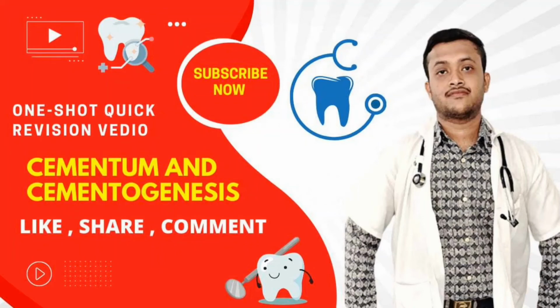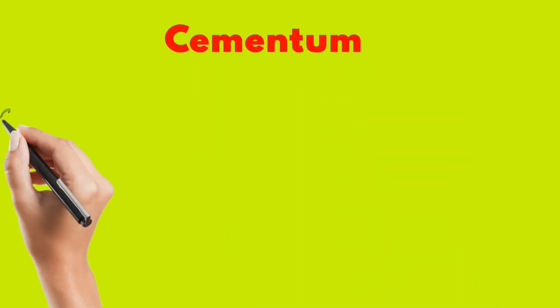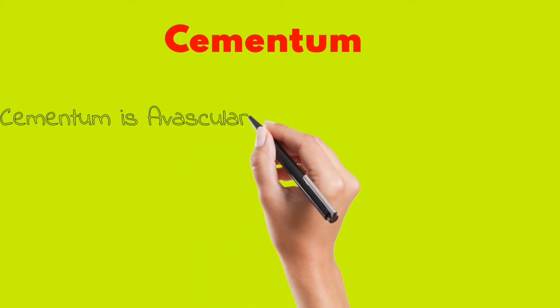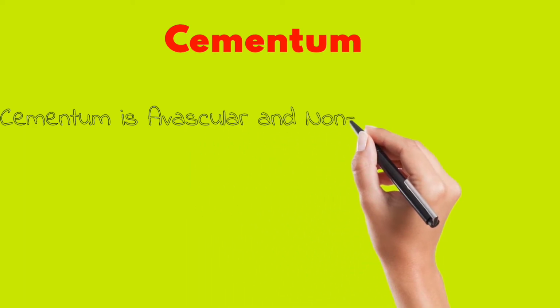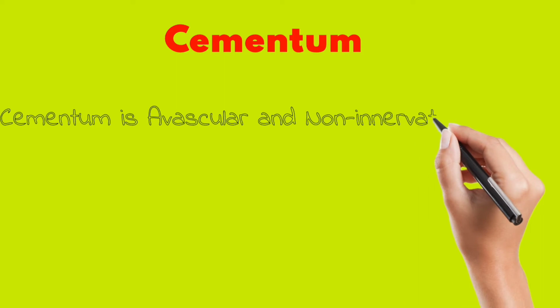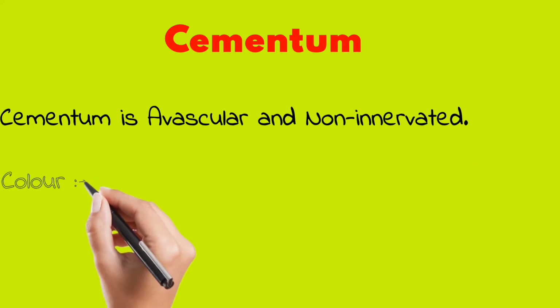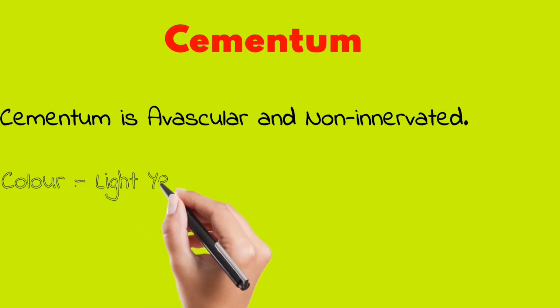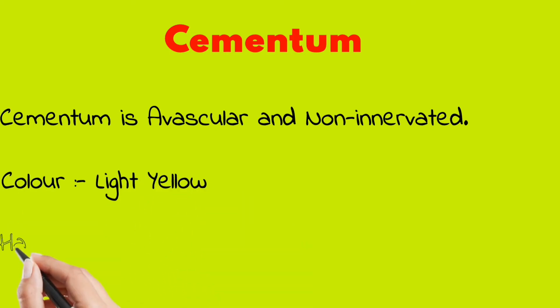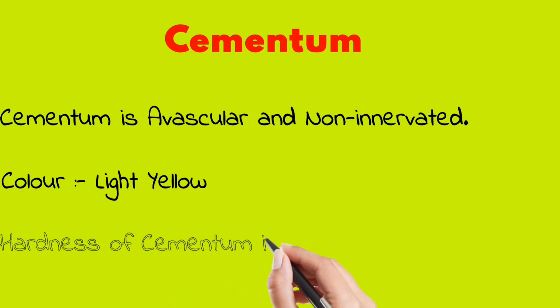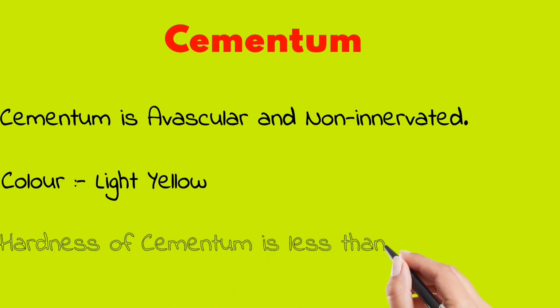Today we'll study a very important topic of dental histology, that is cementum and cementogenesis. Let's start with the cementum. What do you mean by cementum? Cementum is an avascular and non-innervated portion of the teeth present on the outer surface of the root. The color of the cementum is light yellow, and its hardness is less than the dentine.